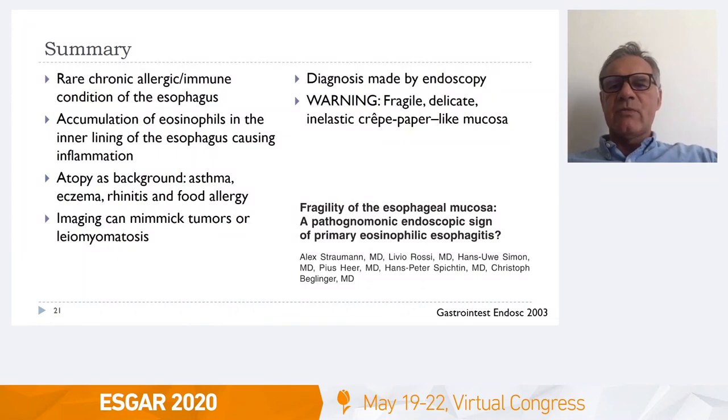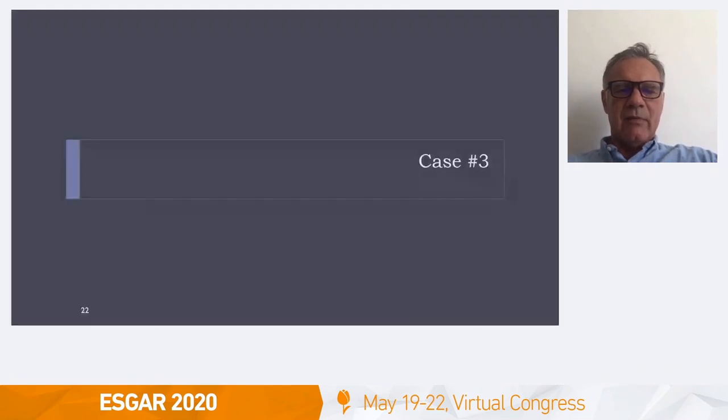Of course, the diagnosis was made by endoscopy, and an important finding is that this patient has a very fragile, delicate, and inelastic crepe paper-like mucosa. So if you push the endoscope too much, there is a risk of bleeding and a risk of tear of the esophagus. And in this paper published, I guess, in 2003, some authors proposed that this fragility of the esophageal mucosa could be pathognomonic of this entity. So remember this entity, for those who didn't know it before.